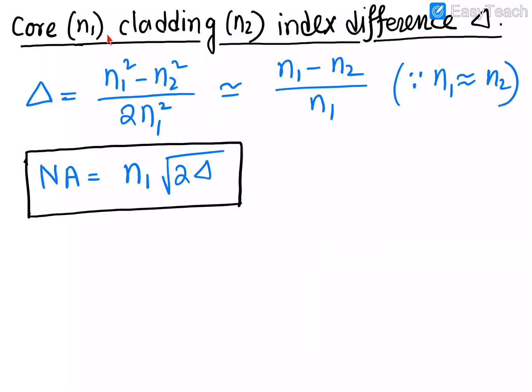Now another parameter called the core cladding index difference delta, which is delta equals n1 square minus n2 square divided by 2 n1 square, and which is nearly equal to n1 minus n2 divided by n1, as n1 is nearly equal to n2, and the numerical aperture is equal to n1 into square root of 2 delta.